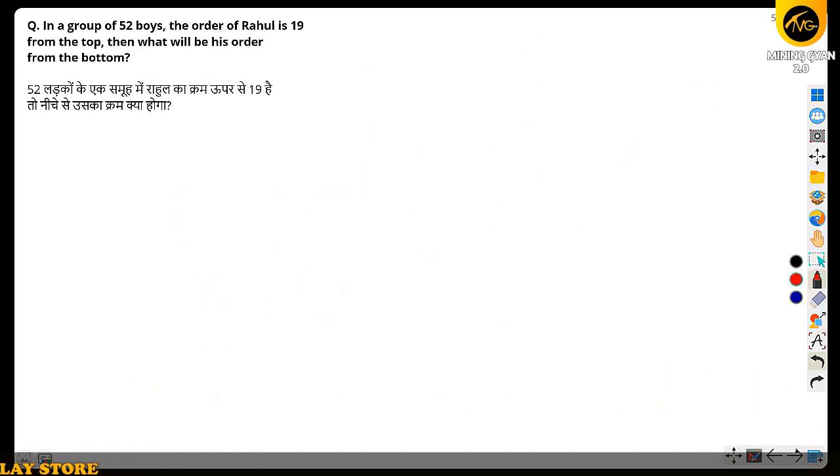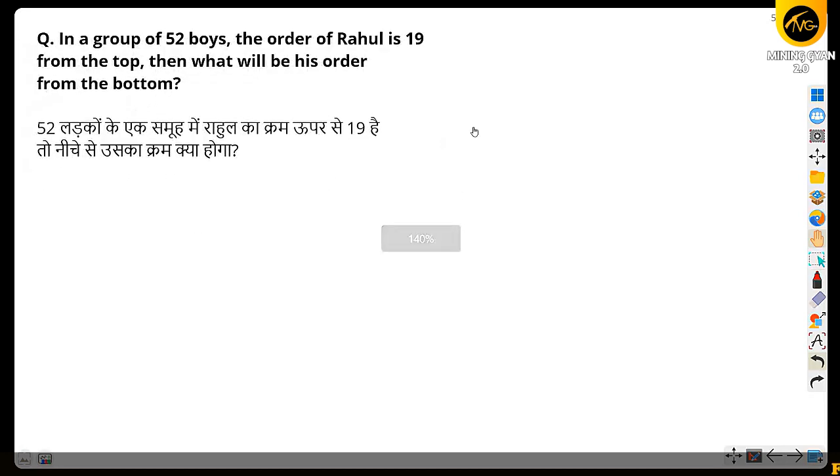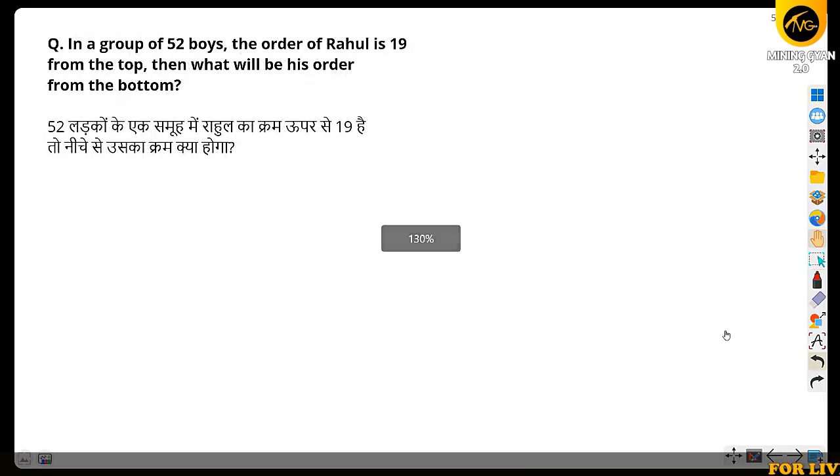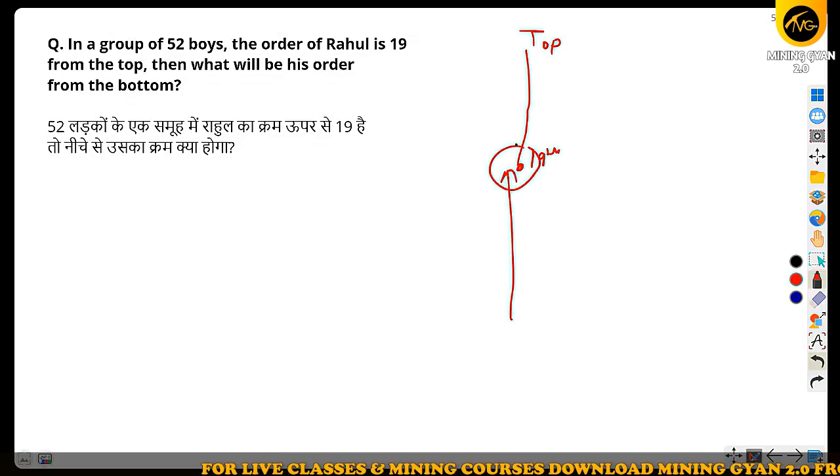Okay, in a group of 52 boys, the order of Rahul is 19 from the top. So basically, he is 19th from the top. Suppose this is the 19th position from the top position. Then what will be his order from the bottom? Then you have to calculate his position from the bottom position.